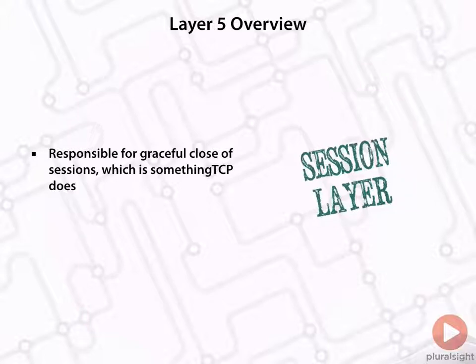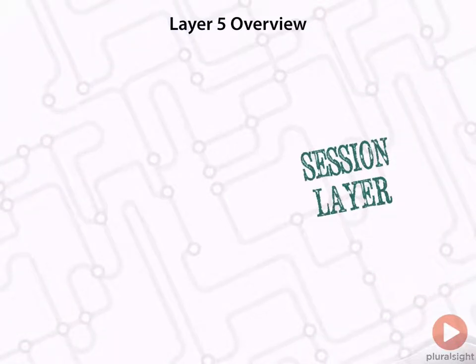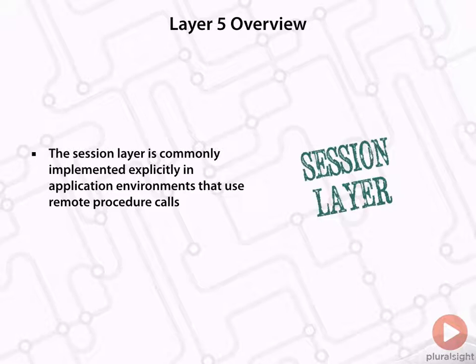So Layer 5 is also responsible for closing a session gracefully, which is something that TCP does for us. Now, TCP is the Transmission Control Protocol, and we'll get into that a little bit later on. TCP is a protocol that operates at Layer 4 of the OSI model, not at Layer 5. So the session layer, as I mentioned, is typically something that we see in the application environment. We don't deal with it in the networking world as often, but it uses remote procedure calls for communication.